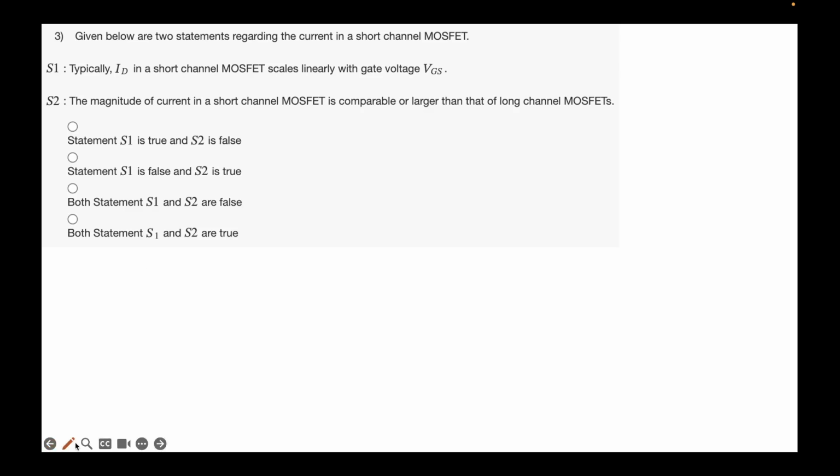So given below are the two statements and we need to find the true and false of them. First one is that typically ID in a short channel MOSFET scales linearly with gate voltage VGS. Okay, we have not seen that. We have to analyze whether this is true or not. Secondly, the magnitude of ID in a short channel MOSFET is comparable or larger than that of long channel MOSFETs. This we have seen actually. This is not true. How is it not true? Because it saturates earlier. So even in the linear region they can behave the same. However, for the saturation, we see the saturation hits much earlier in a short channel device. So naturally their current will be much lower, right? And we'll see that again.